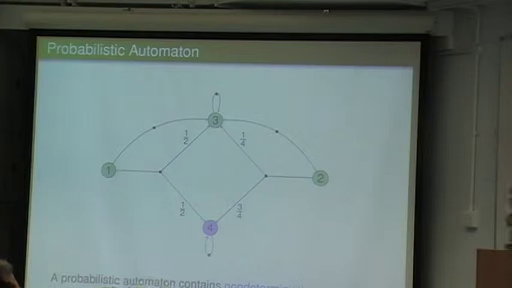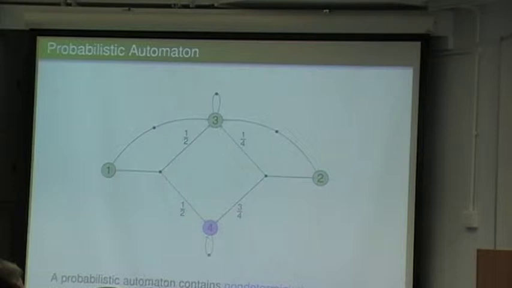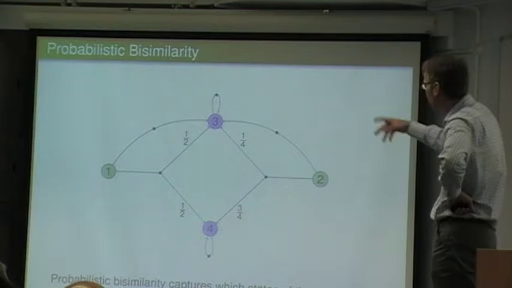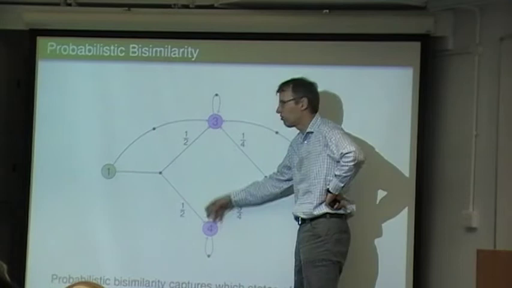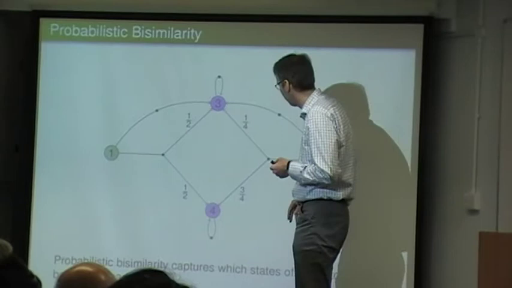Once you have such a system, you're interested in which states behave the same. Many bisimilarity notions have been introduced. Now I look at a slightly different system, because as you can see, 3 and 4 have the same color. So they have the same label, and in that sense, locally they're the same. If you look at their behavior, they just make a loop with probability 1 to themselves, so that more or less captures that they behave the same. So these two are bisimilar or equivalent.